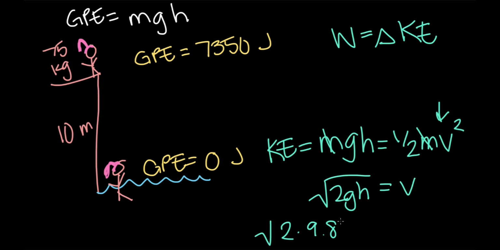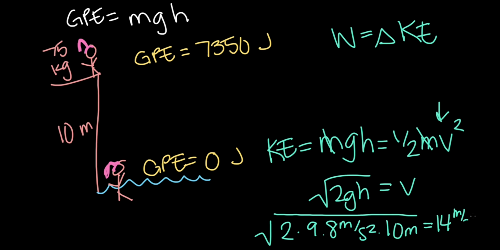And notice that your units will work here, right? You'll have meters squared per second squared and then take a square root, so you'll end up with meters per second. And in this case, it is 14 meters per second.